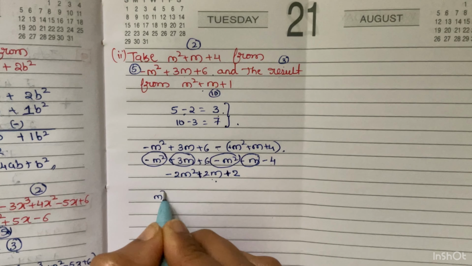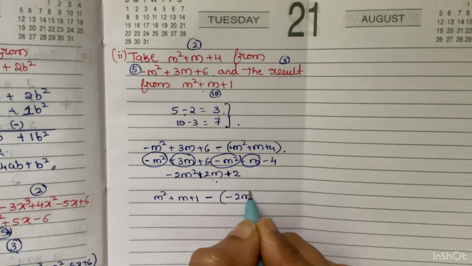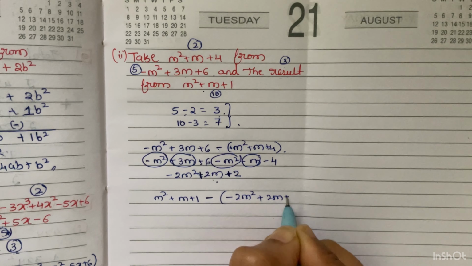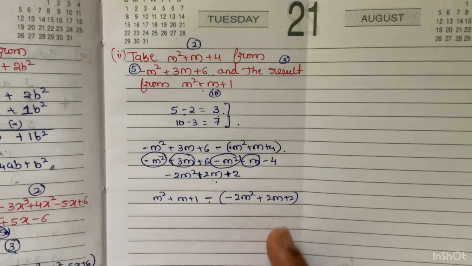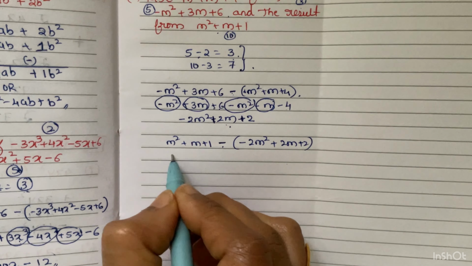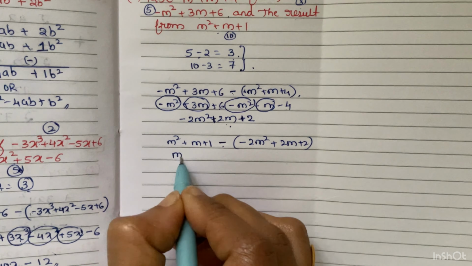So let me write that one first, that is m square plus m plus 1. We have to subtract, so put a negative sign and put this polynomial in the bracket: minus 2m square plus 2m plus 2. Whenever you have a negative sign, if you have more than one term, we have to put it in the bracket, because the signs are going to be changed. Now for further simplification we need to open the bracket, right? Minus minus plus 2m square. Now minus plus minus 2m, minus plus minus 2 here.